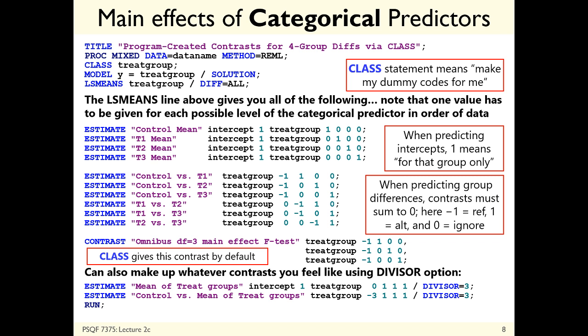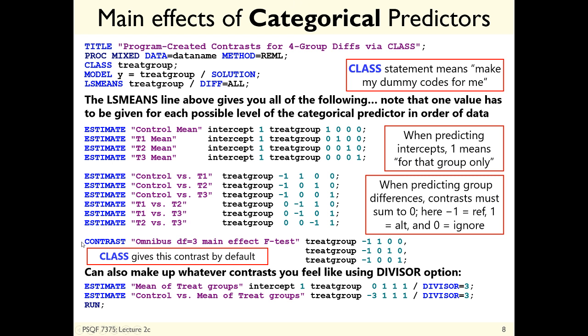Alternatively, if I wanted to ask for them, then that's the combination of -1 and 1. So the zeros and ones in a given line have to sum to 0 in order for the contrast to work. Things that are zeroed are not involved in the contrast. So -1 versus 1 gives me a comparison of the control group versus the first treatment group, and so on.